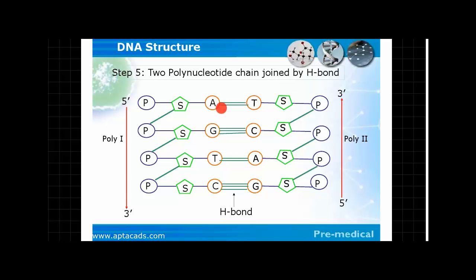The nature of hydrogen bonding is also very specific. Adenine and thymine will form 2 hydrogen bonds in between, and 3 hydrogen bonds will be formed between guanine and cytosine. So this is how a complete DNA molecule is going to be formed with the help of its 3 basic constituents, that is sugar, nitrogenous base and phosphate.